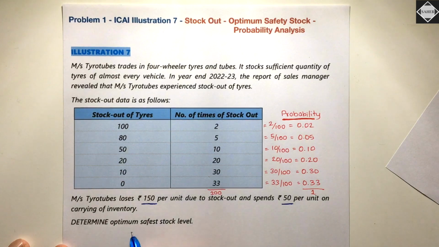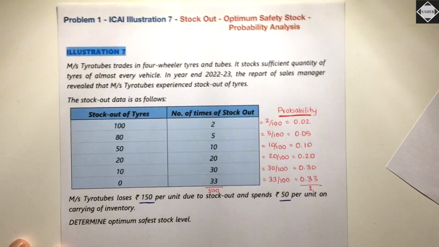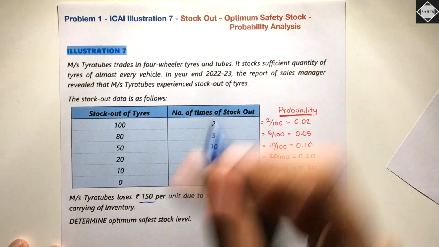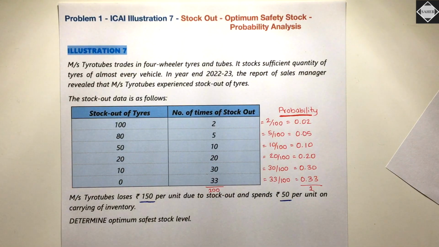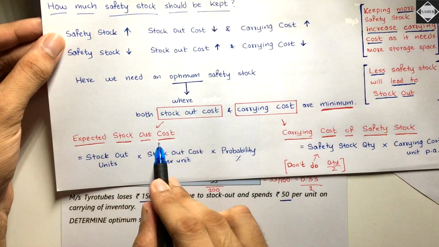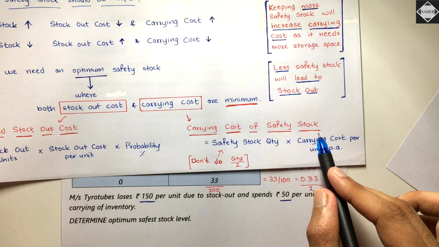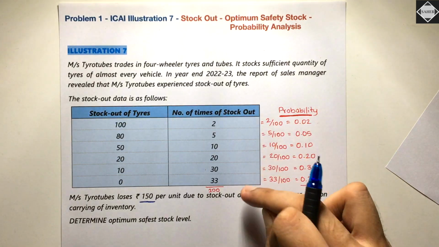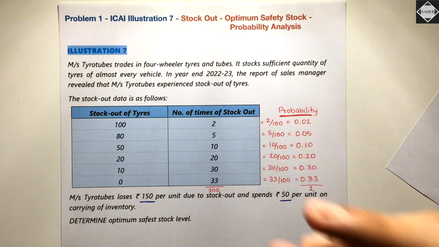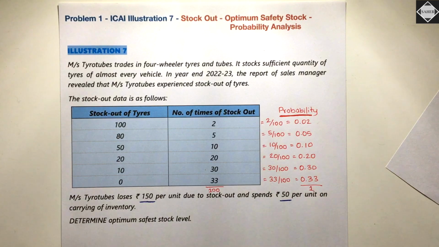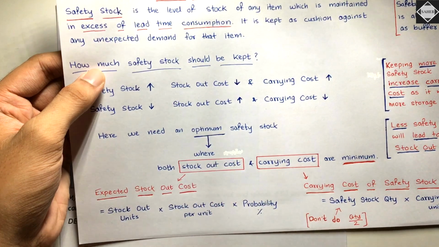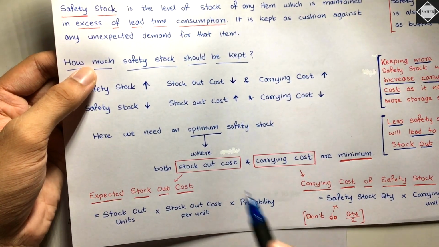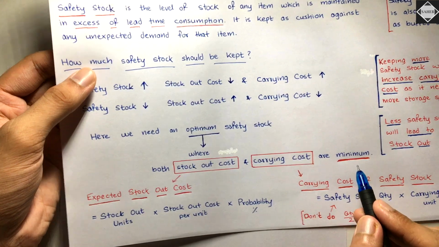Is it clear? Determine the optimum safety stock level. So now we have to calculate what would be the optimum safety stock. How do we calculate it? You all know what we need to do. In all the scenarios, we have to calculate the expected stock out cost and the carrying cost of safety stock, add both of those and calculate the total cost of each of these scenarios, and then select the minimum one. Whatever the safety stock is in that scenario will be the optimum safety stock, because the optimum safety stock is where both stock out cost and carrying cost are minimum. That is what we have to do.